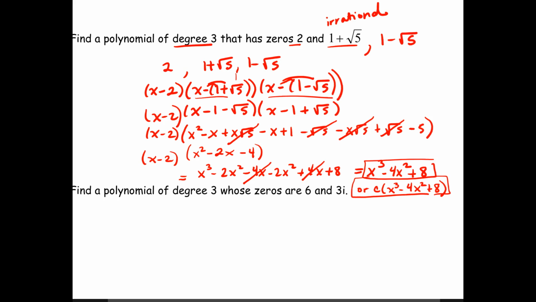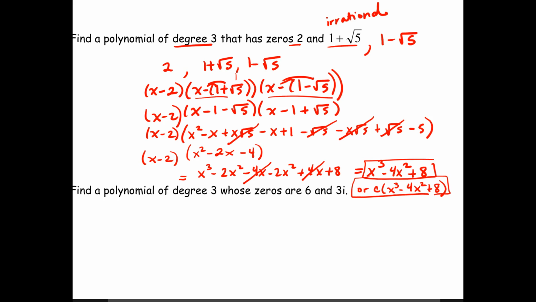Okay, guys, just as a suggestion, I would multiply the last two out first because there tends to be a lot of pieces that cancel when you multiply the factors from the conjugate pieces. So once I did that, then I distributed the x minus 2, and I got x cubed minus 4x squared plus 8.